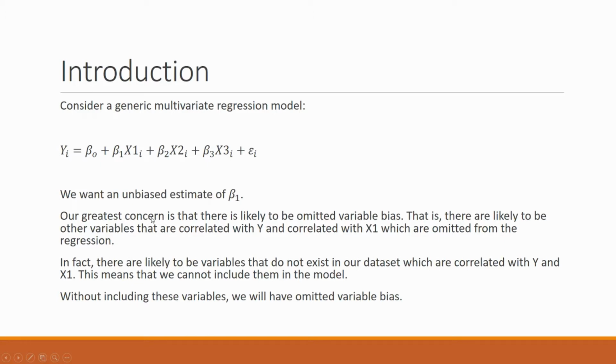Our greatest concern is that there's likely to be omitted variable bias. That is, there are likely to be other variables that are correlated with y and correlated with x1, which are omitted from the regression. In fact, there are likely to be variables that do not even exist in our data set, which are correlated with y and correlated with x1. This means we're not going to be able to include them in the model. Without including these variables, we will have omitted variable bias.